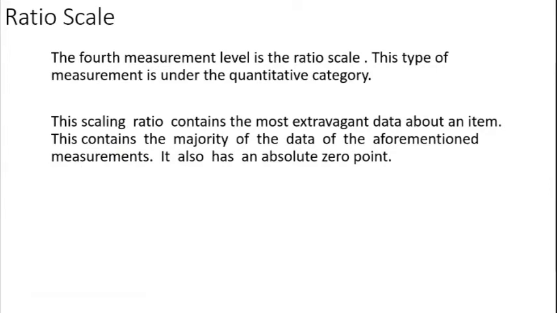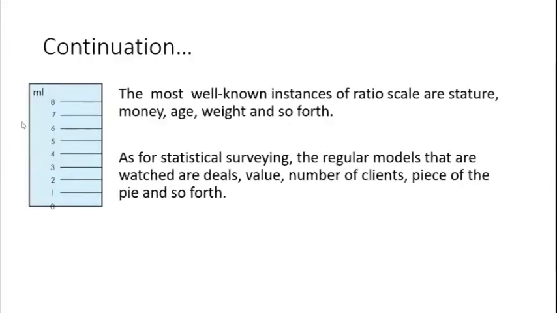So how is the absolute zero point different from the arbitrary or subjective zero? Let us consider this one. We have here a graduated cylinder that measures the volume of a particular liquid. If the level of that liquid is at this line, you would say that it is 5 ml. If it is at this line, that is 2 ml. But if you don't see anything, that means nothing.